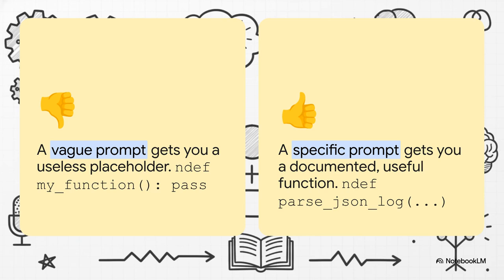And this, right here, this is the perfect picture of the problem. On the left, a vague prompt gets you a completely useless placeholder. But on the right, with a specific, well-thought-out prompt, you get a real function. It's got docs, it's ready to import, it actually solves a problem. So how do we make sure we get the result on the right every single time?